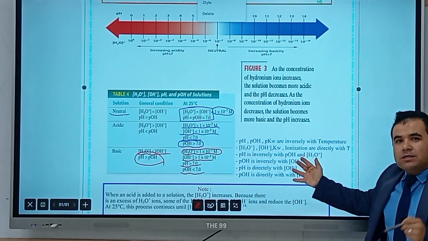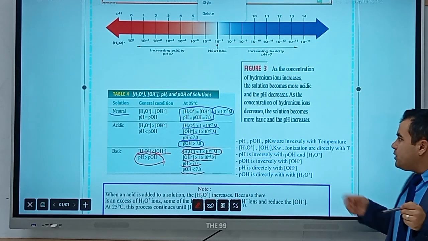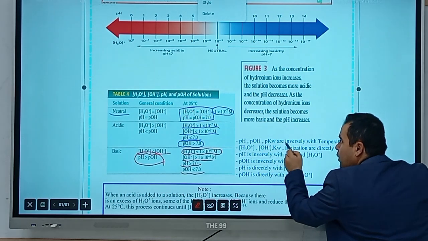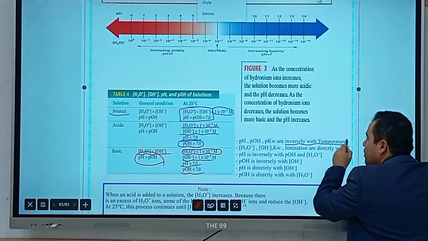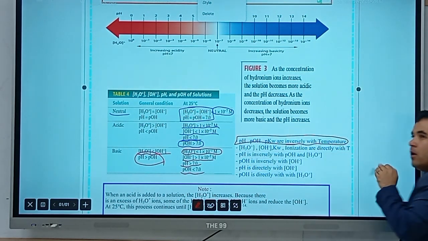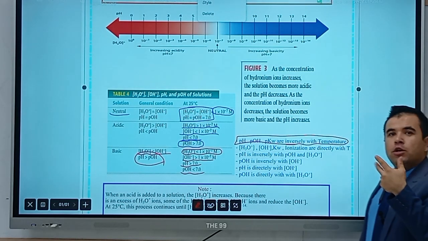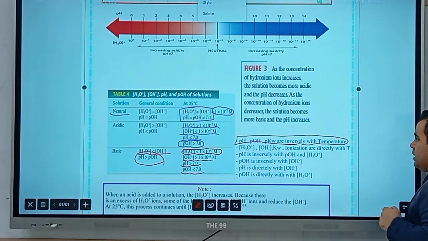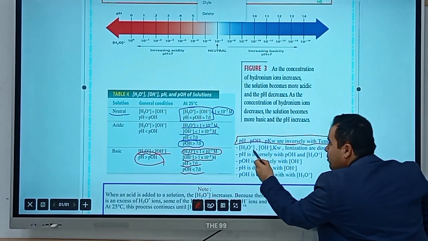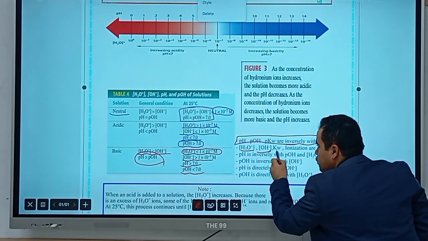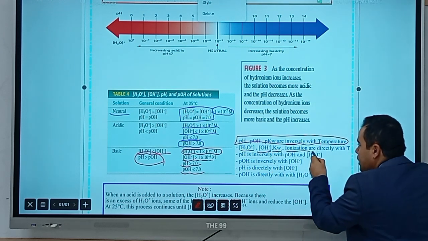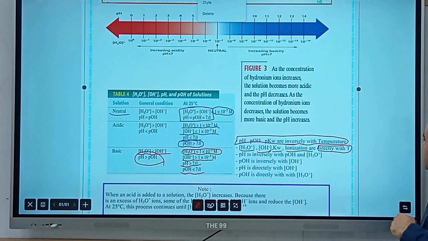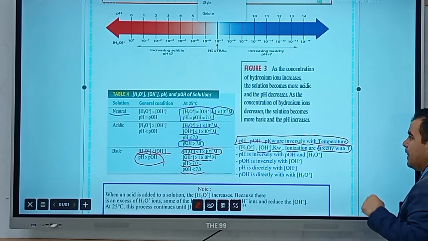These relations, guys, are very important. pH, pOH, pKw are inversely changing with temperature. Second, hydronium, hydroxide concentrations with Kw and ionization are directly changing with temperature. We talked about this and I mentioned it again in order to summarize it.